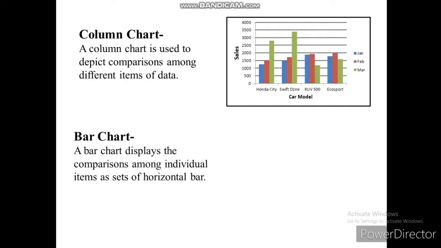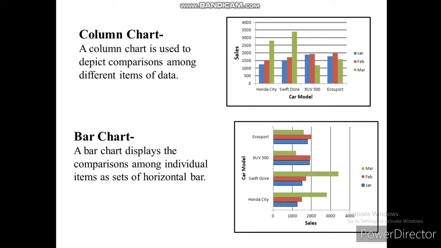Next chart is bar chart. Bar chart is quite similar to the column chart. The main difference is that in the bar chart data is represented by bars, whereas in the column chart data is represented in columns. This is the bar chart. You can easily see the difference. A bar chart displays the comparison among individual items as a set of horizontal bars.